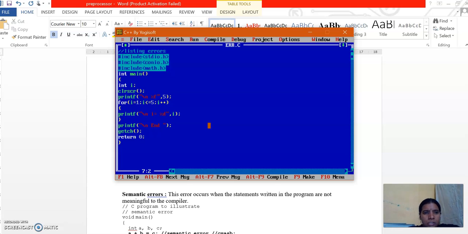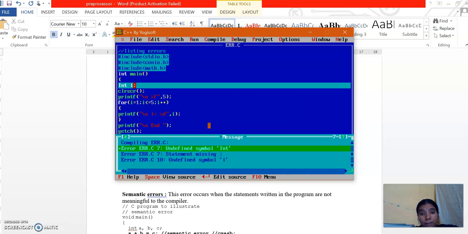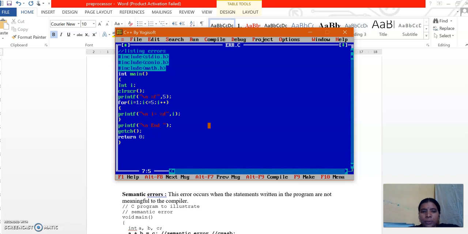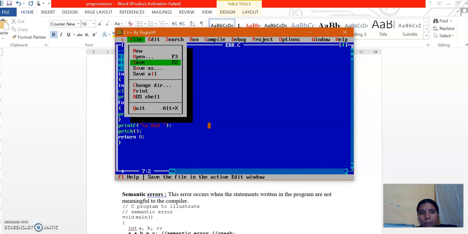Lastly, we will take out this int and see if this is fine with the C compiler. It's not fine with a C compiler. It says undefined symbol int. Here we go: undefined symbol int, because you can't use anything else in place of a predefined word.